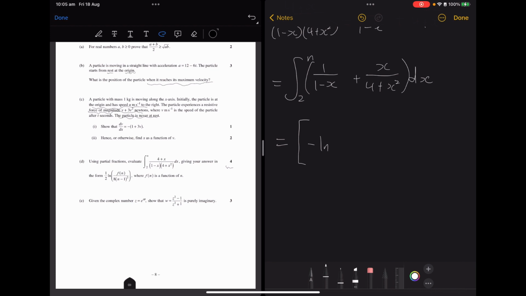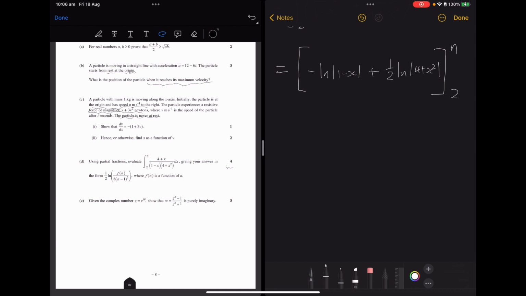that is equal to negative ln of 1 minus x plus, let's see, 1/2 of ln absolute 4 plus x squared. And this will be from n to 2.